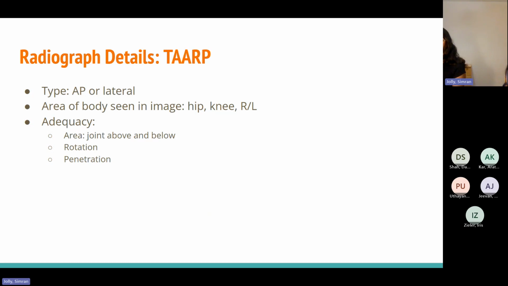In ideal situations, you would want to see the joint above and below, but typically that's not what happens. Rotation is a bit more difficult to see in an X-ray, but it's important because it might distort what you're looking at. And penetration is just the quality of the image, basically.